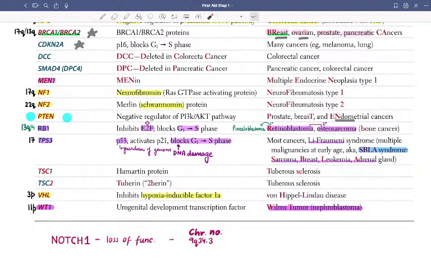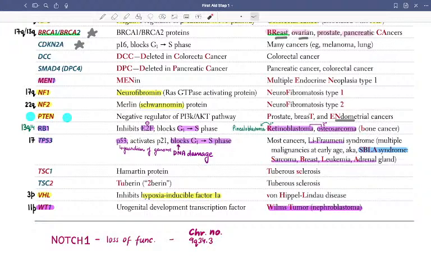TSC1, TSC2, tuberin, tuberous sclerosis. We're going to do tuberous sclerosis tomorrow also. TSC1, TSC2: one is on chromosome number 16 and another one you have to check. VHL is von Hippel-Lindau, which inhibits hypoxia inducible factor 1A. WT1 is a transcription factor for urogenital development. Wilms tumor, WT1.